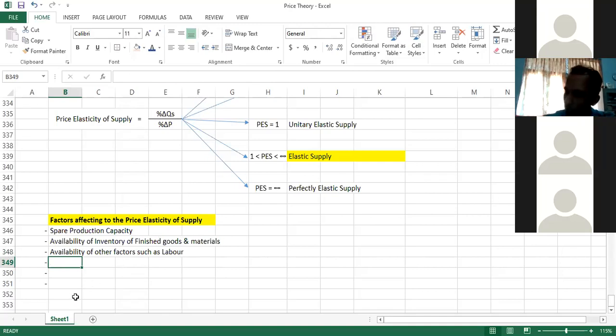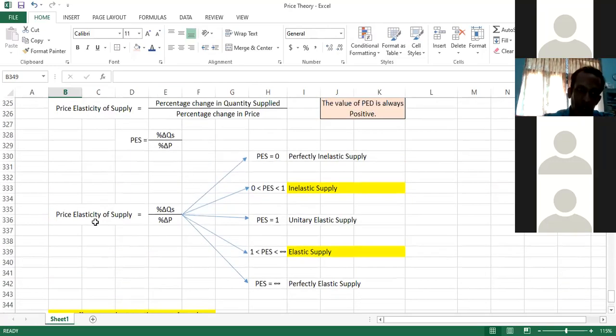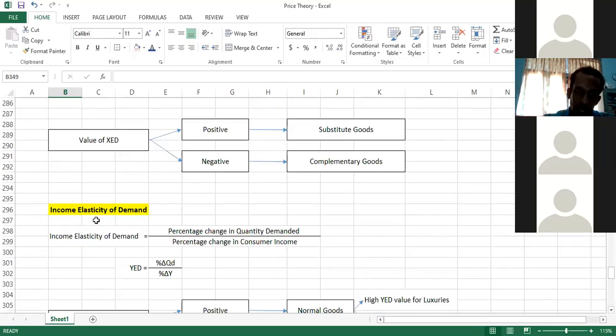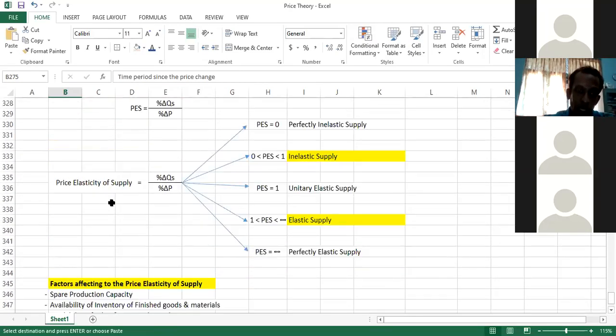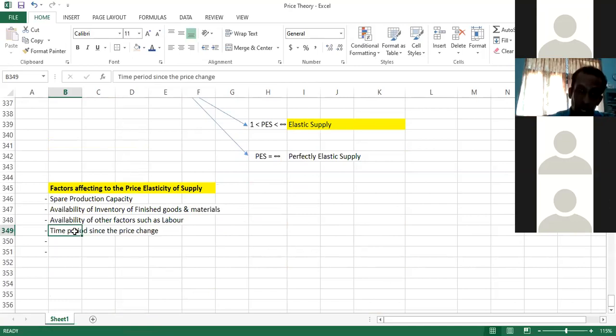And what else? Another thing, time duration. That's another very important thing. So the time period since the price change is very important for price elasticity of supply also, very similar to demand. In the short run, supply will be inelastic. Why? Even though price increases, they will not be able to increase the supply suddenly. So they may have to arrange other factors, and the time duration is very important. What else?